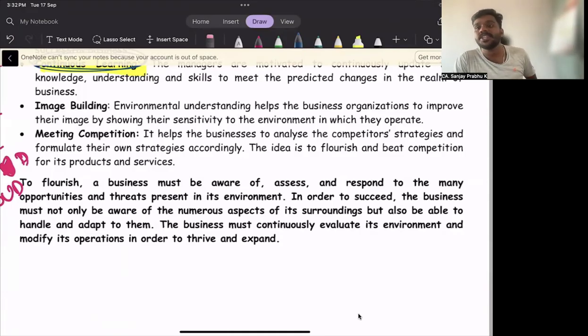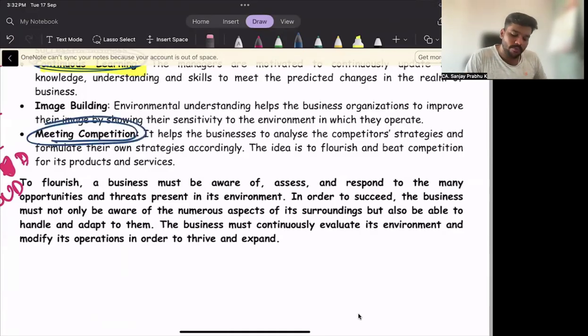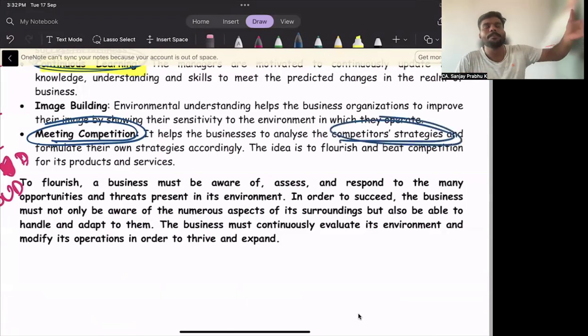സഹായിക്കുന്ന സമയത്ത് അവർ അവരുടെ ഇമേജ് ബിൽഡ് ചെയ്യും. So they should know what is happening around the world. That's called image building. Then meeting competition. Obviously, if you are analyzing the environment, it will help you to analyze your competitors, what your competitors are doing. It will help you to face the competition.